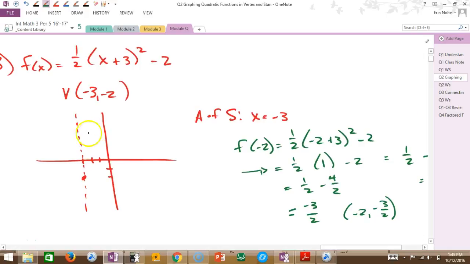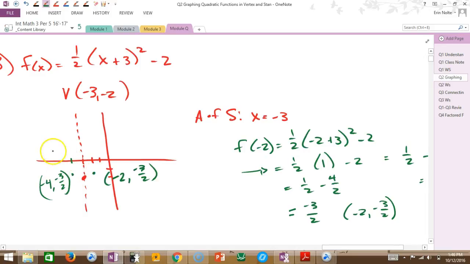Okay, so did we finally all agree on the point -2 and -3 halves, or -1.5? So we get this point right here. So what would be my third additional point? Is it going up? Yes. So it's -4, and then the y value is the same. Is the green in between? The red is the axis of symmetry.